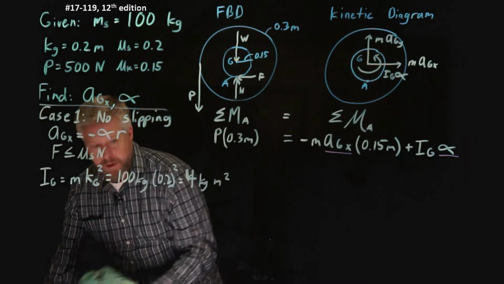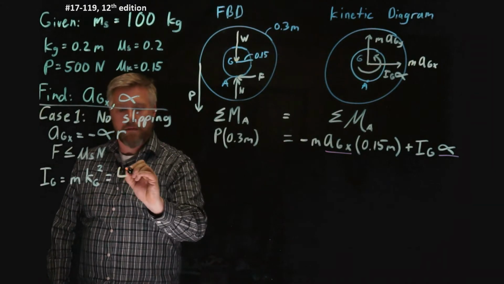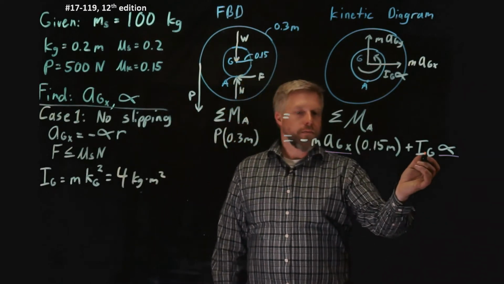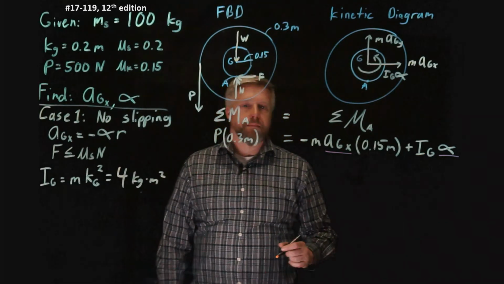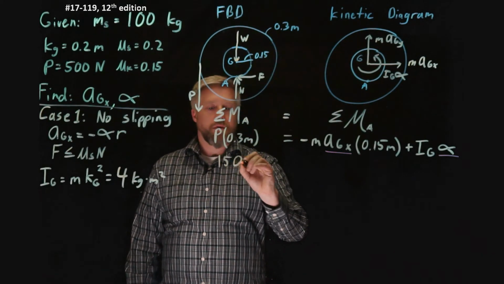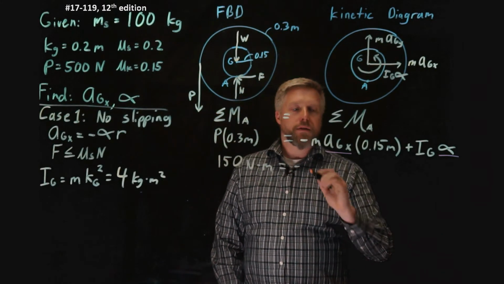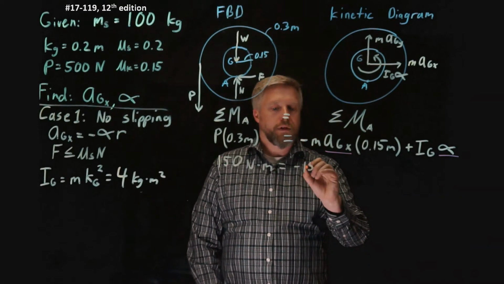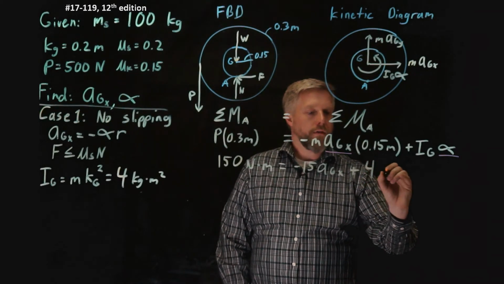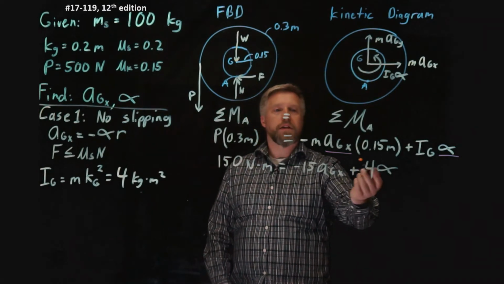Just going to reclaim a little bit of space here. That's going to fit in here. We're going to plug in our mass. We're going to plug in our P. P is equal to 500. 500 times 0.3 is 150. So 150 Newton meters is equal to negative. The mass is 100, 0.15. We get negative 15 times AGX plus 4 alpha. And now you can clearly see we have an equation with just two unknowns, AGX and alpha.